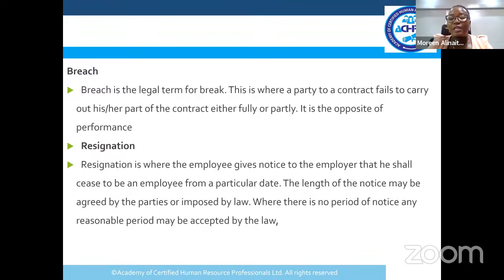The length of the notice may be agreed by the parties or imposed by law. Where there is no period of notice, any reasonable period may be accepted by law. Reasonable. Now, that is why when you're doing the contract, it is important to put notice.